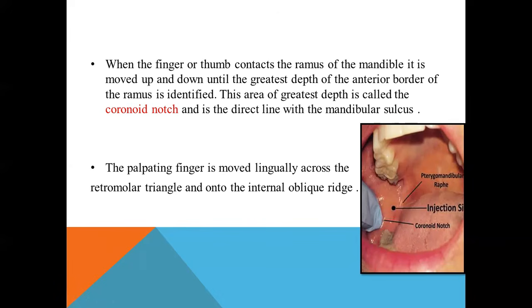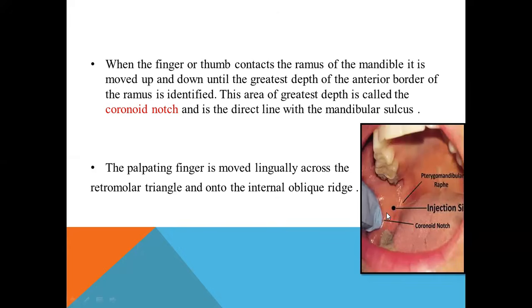For example, if you are going to extract or do a procedure on the right side, initially you have to insert the syringe from the left side until the needle hits the coronoid notch. It is usually 6 to 10 mm above the occlusal plane.